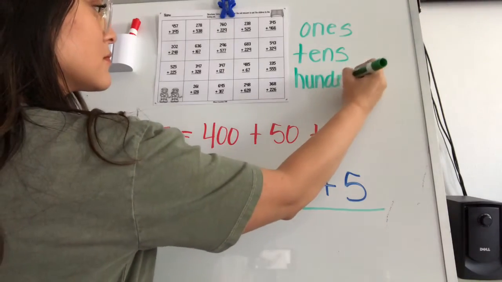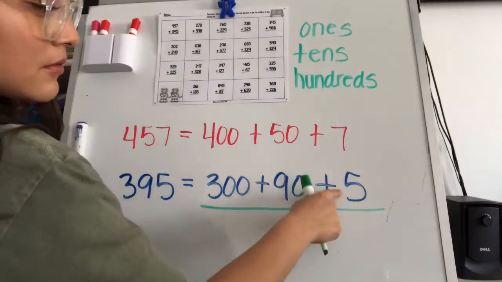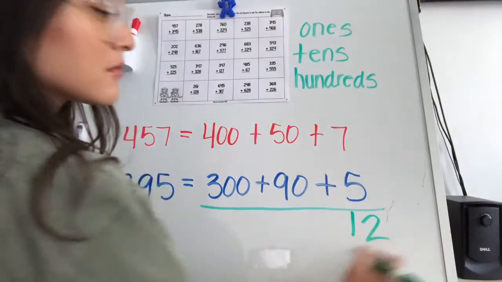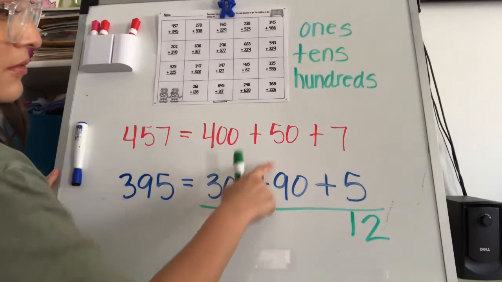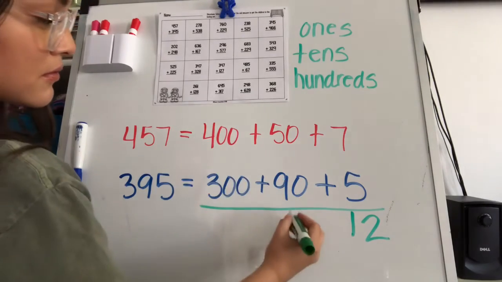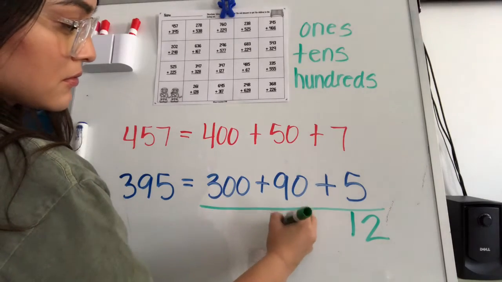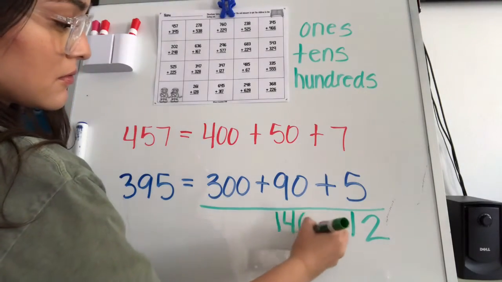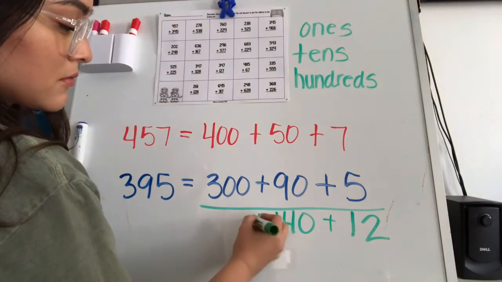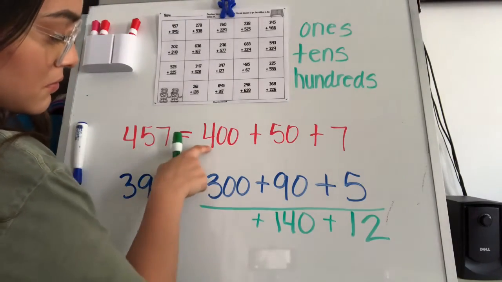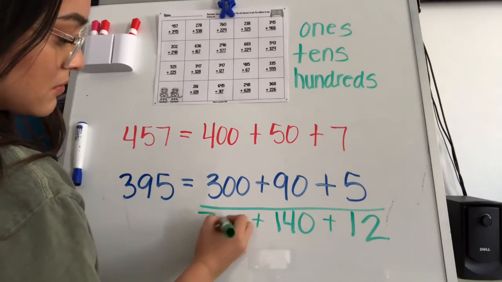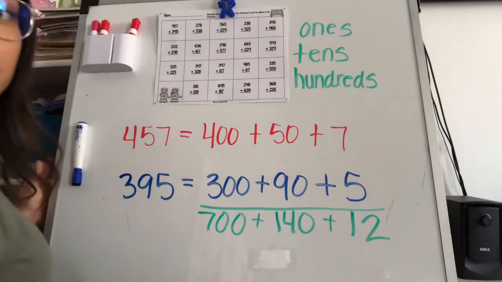All right, now I'm going to need my super smart second graders to help me out with this. What's 7 plus 5? Awesome! 7 ones plus 5 ones gives us 12 ones. What about 50 plus 90? 5 tens plus 9 tens gives us 14 tens. Nice job. So we have 140. Now we have 400 plus 300. 400s plus 300s gives us 700s.